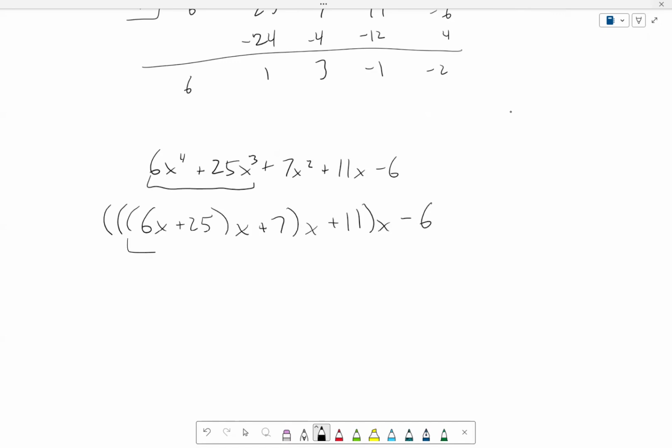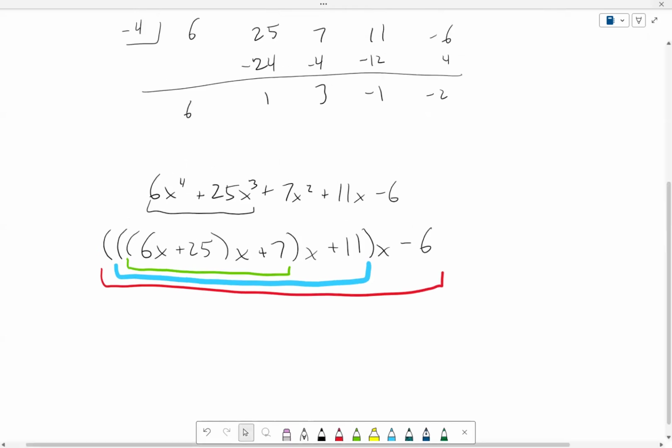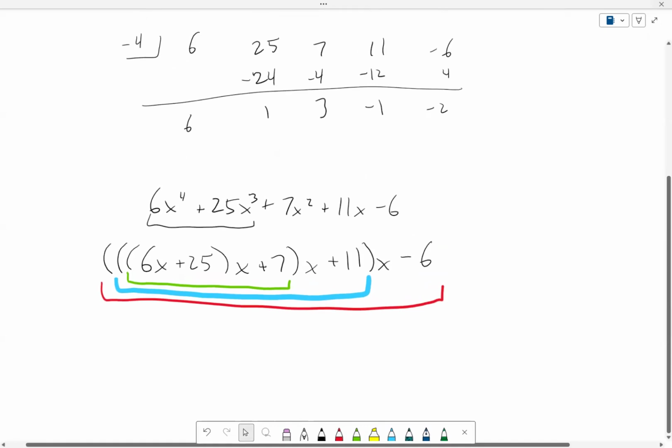The 7 is in here. In fact, let me make that color coded. 7 is with this set of parentheses. This one is with the 11. And then the last one, I'll make that one red. Now let's see what would happen if we plugged in negative 4. The first thing that happens is we take the 6, multiply it by -4, and add 25. Is that what happened here?